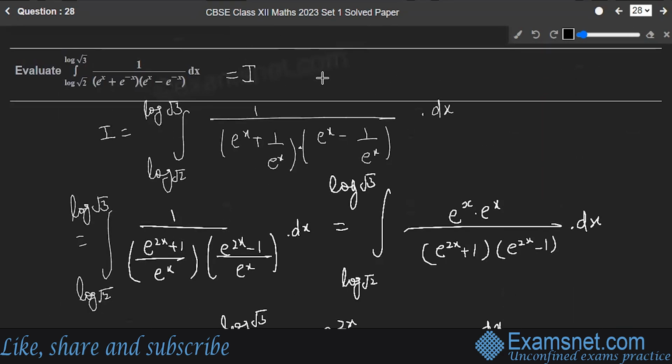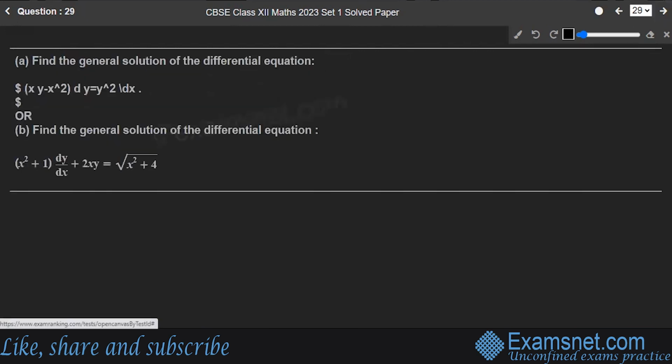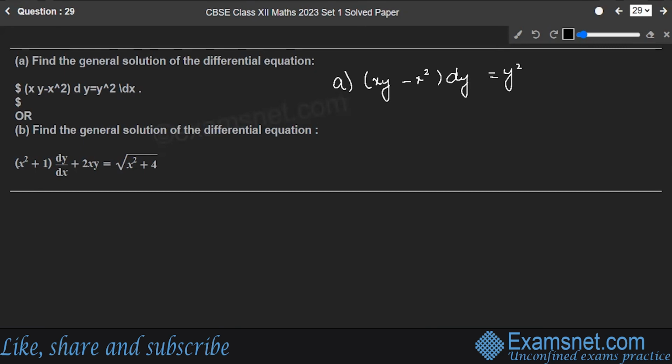Okay, hope you understood this. Next is question number 29. Find the general solution of the differential equation (xy minus x square) dy is equal to y square dx. There are two problems in the question. Let's solve. I'll go with the A part first. So let's write the A part properly. You're given (xy minus x square) dy is equal to y square dx.